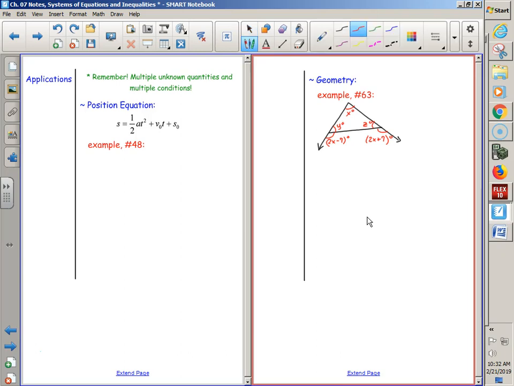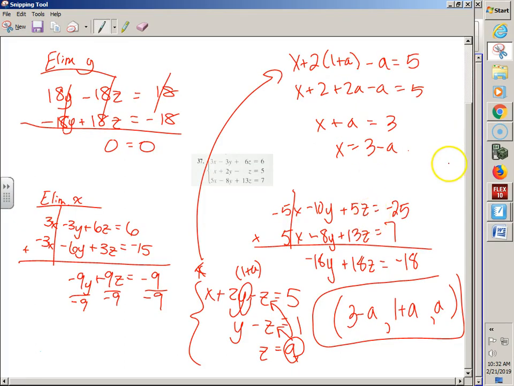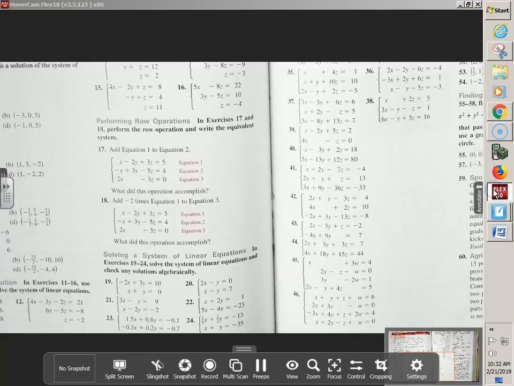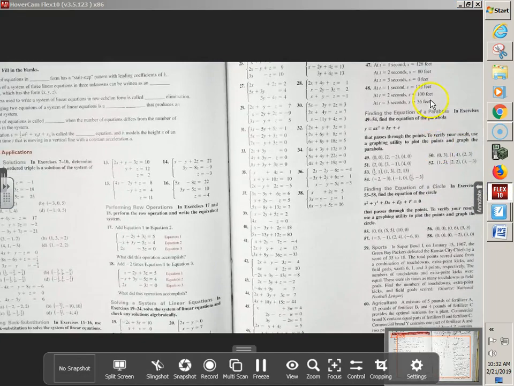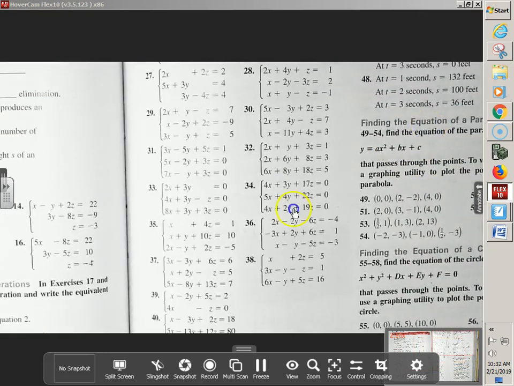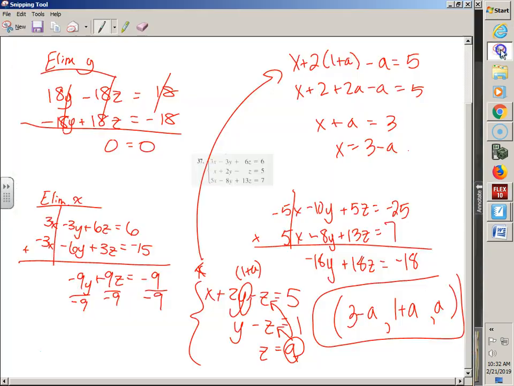Let me just give you a couple hints as far as how to take a problem that says you need systems and figure out what the actual systems are. In number 48, if I was to go look there really quickly, and I could, that's not the right page. It gives us this big old paragraph of information for number 48.